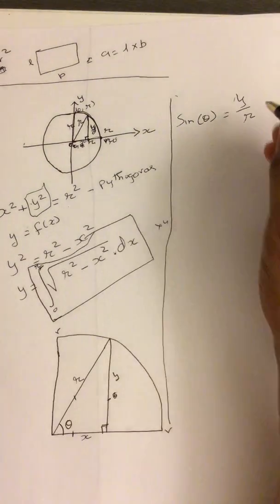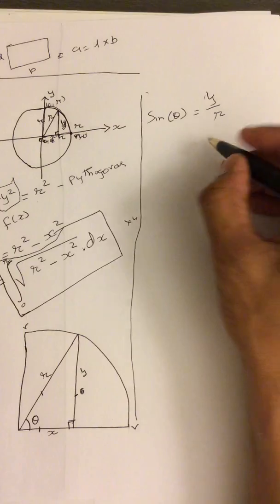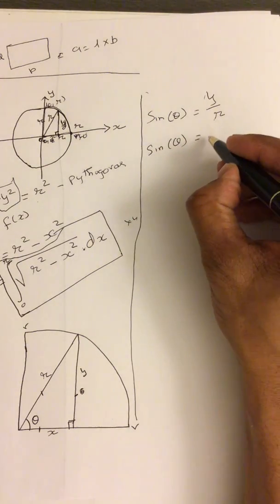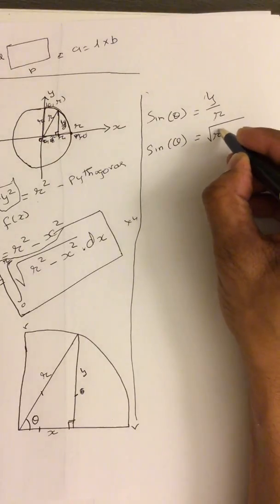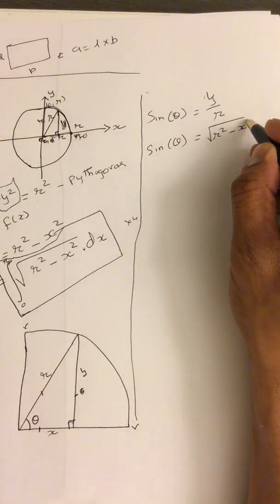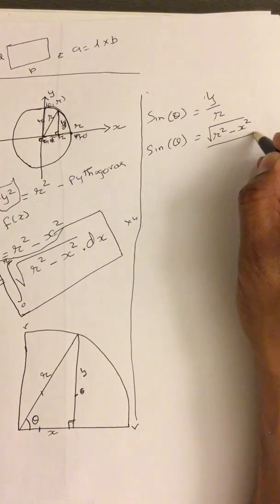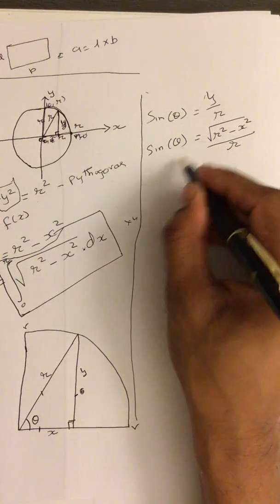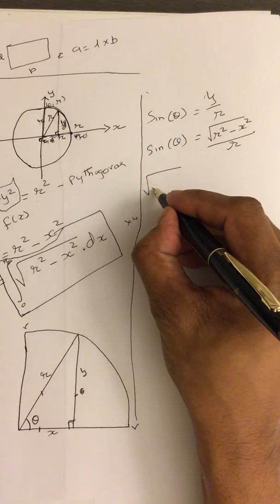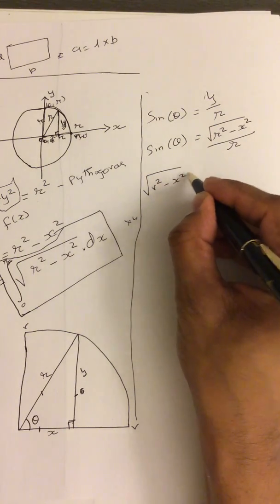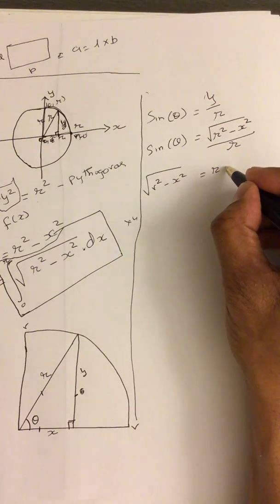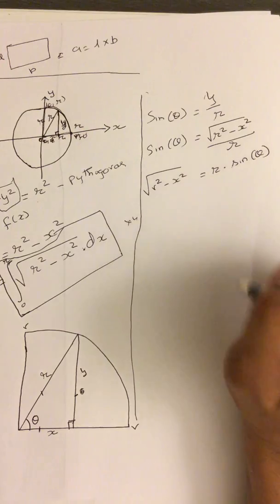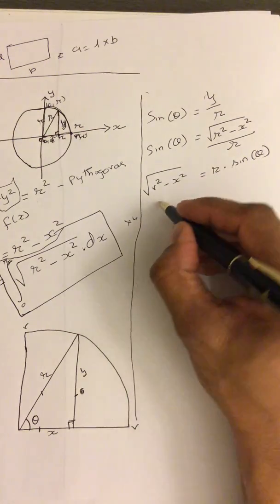So what we could say is sine of theta equals square root of r square minus x square divided by r. And if we just cross multiply this, we get square root of r square minus x square is equal to r sine of theta, correct? So let's just keep this as it is.